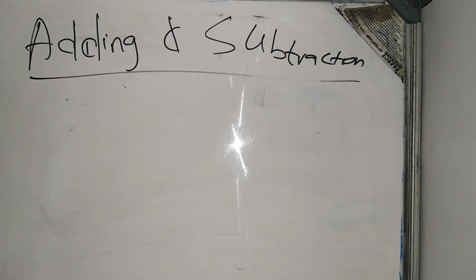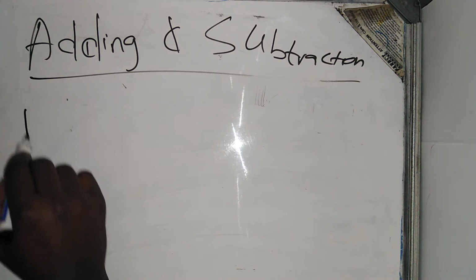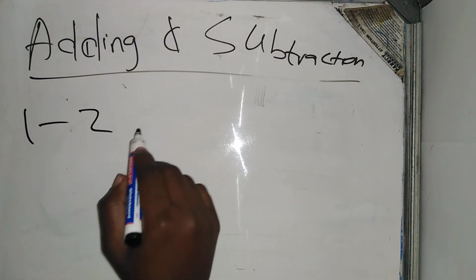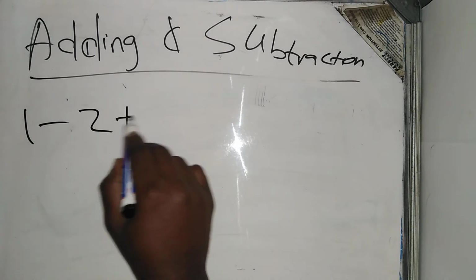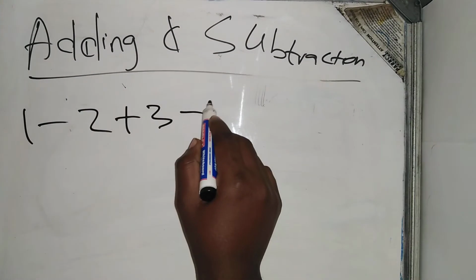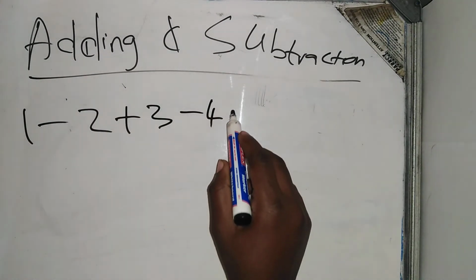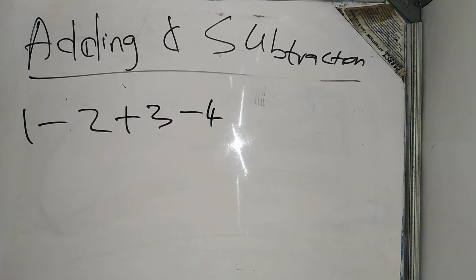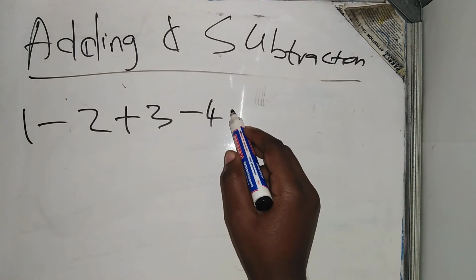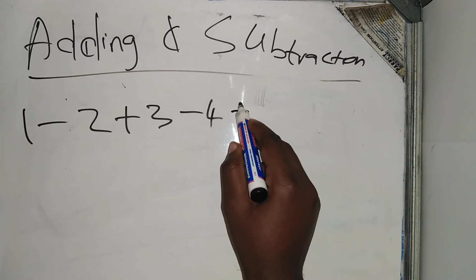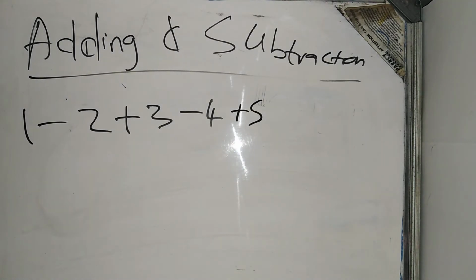So ladies and gentlemen, now lastly, before we close everything here, what if you've got a very long problem, right? Let's say for example you've got 1 minus 2 plus 3 minus 4, and then this is, let's say for argument's sake, plus 5. Okay, now how do you deal with something like this?